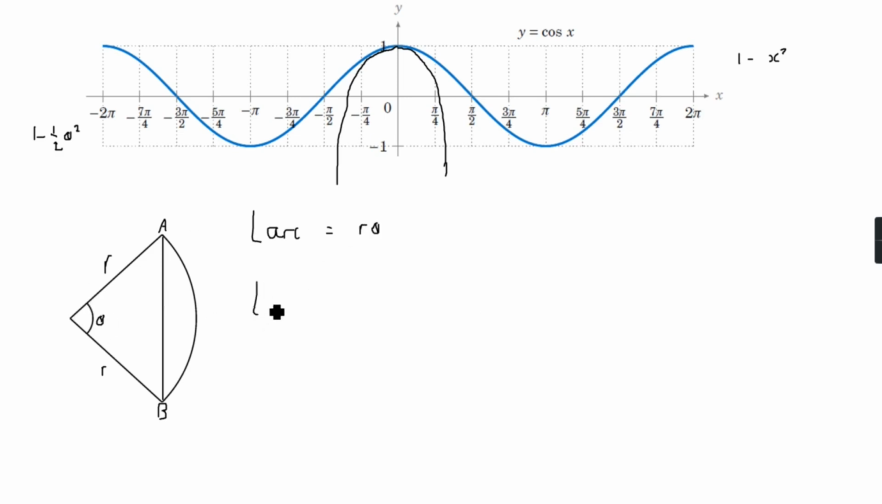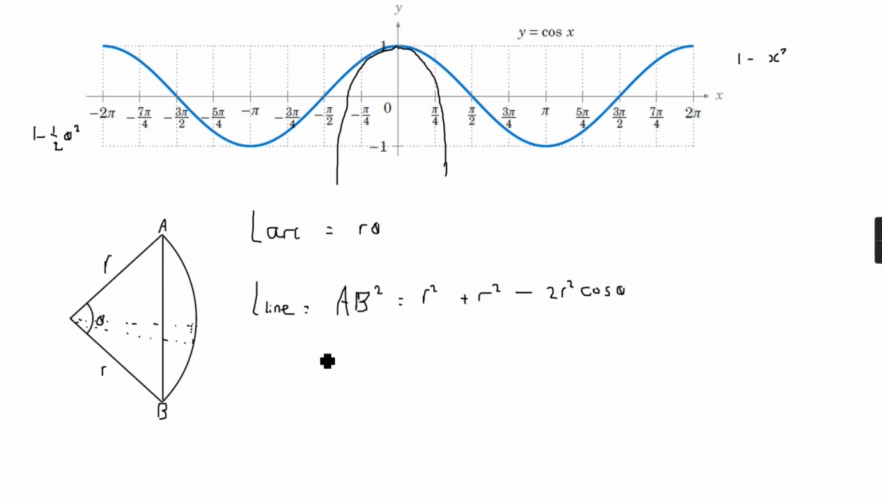And the length of the line, well, we can use the cosine rule here, where we can say the length of the line squared, so AB squared, is equal to r squared plus r squared minus 2 multiplied by each of the sides, so r times r, and cosine of the angle that's wedged in between. So that's the cosine rule. Well, if theta is really, really small, we saw that the length of the line is actually almost the length of the arc as well.